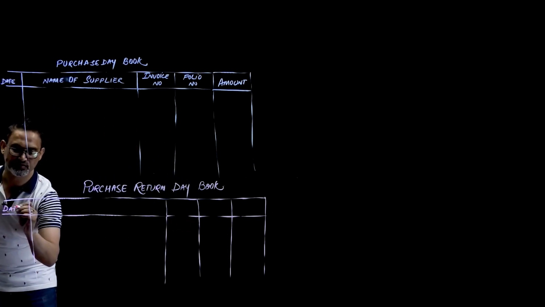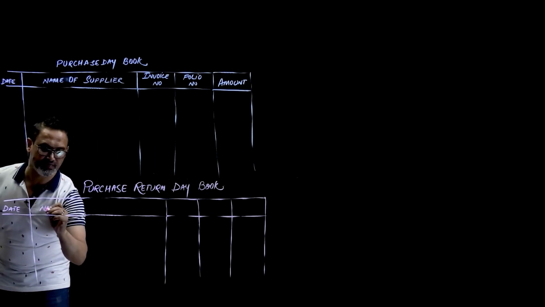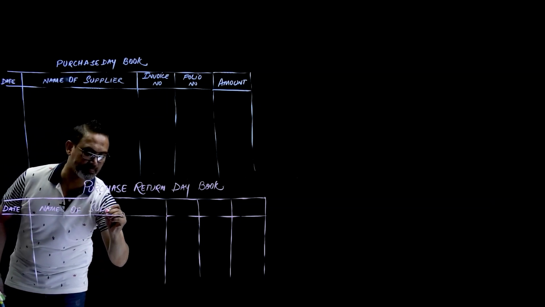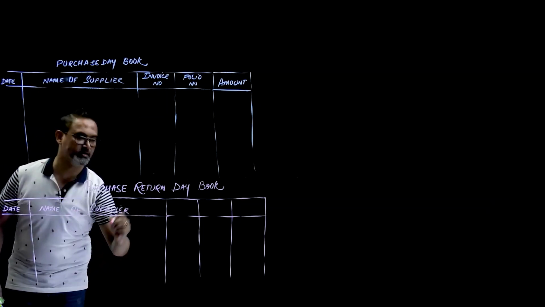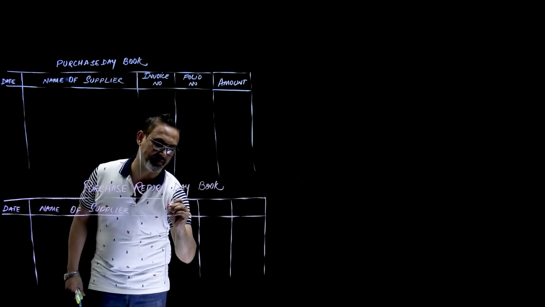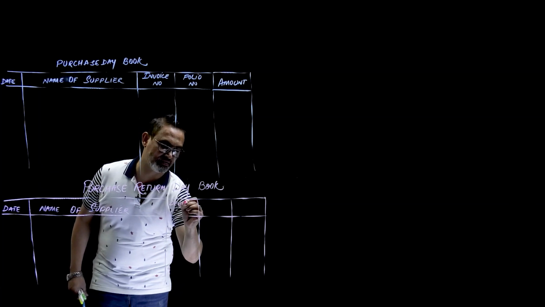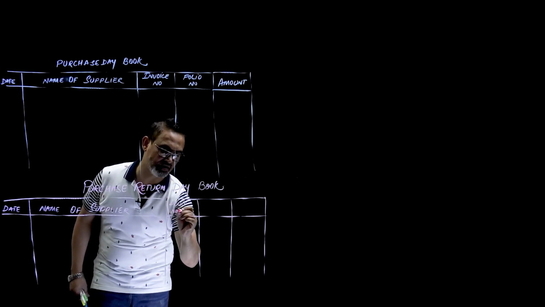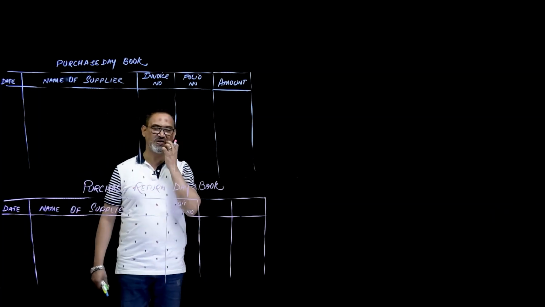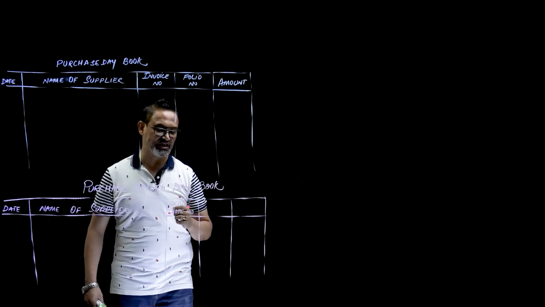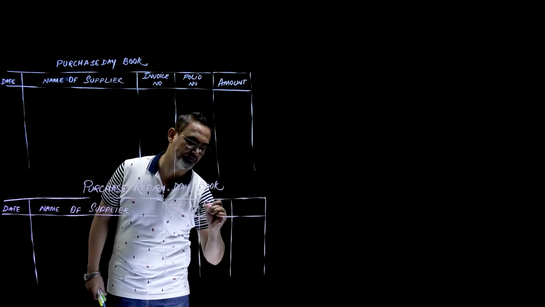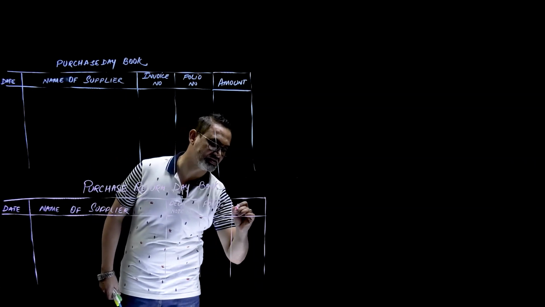Here we have to write the date, name of supplier, and here it is called the debit note number. When we return goods, we have to issue the debit note number. Against that debit note number, we receive the credit note. Then the folio, and this is the amount.